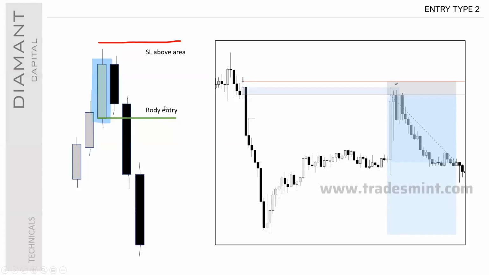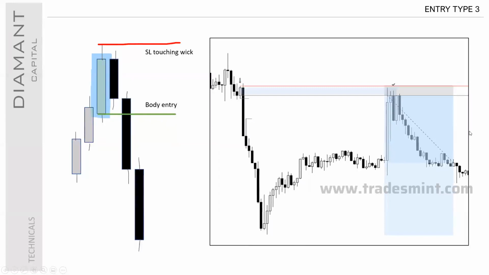The body entry is widely used, especially for people who work on the 1 hour time frame. Now, of course, if you're working on the 1 hour and you're using the body, for example, you're not going to be getting trades that are, say, 1 to 50 or whatever you've seen on my case studies. Hence why I refine my entries. But it's the second type. The third type, I would say, is body as well, stop loss just touching the wick.